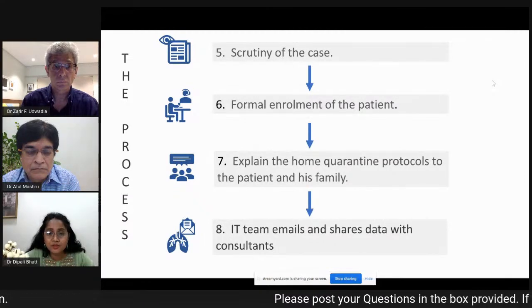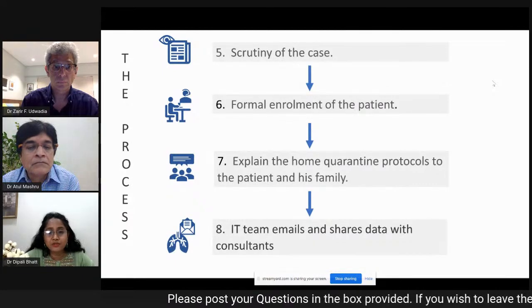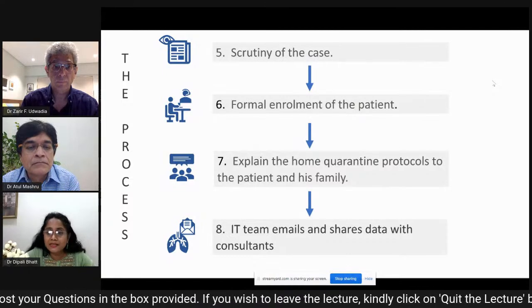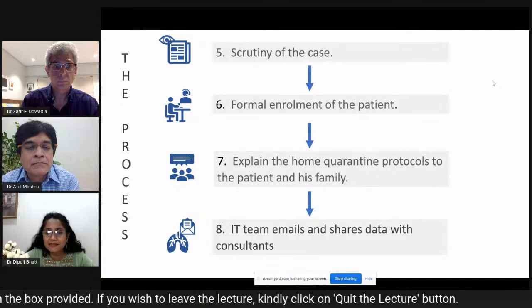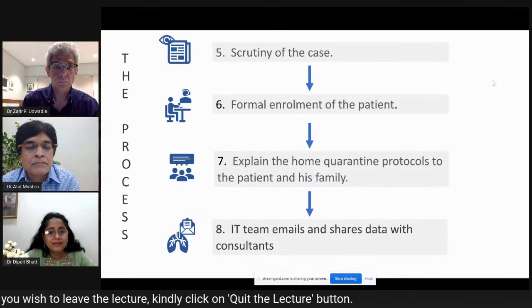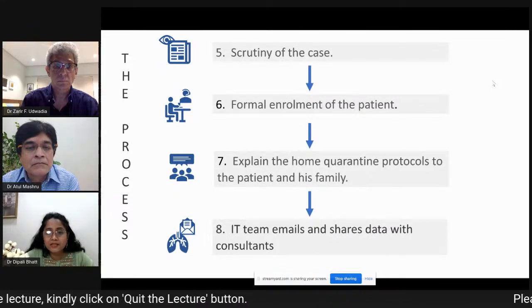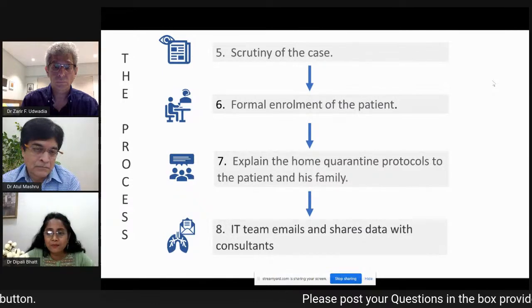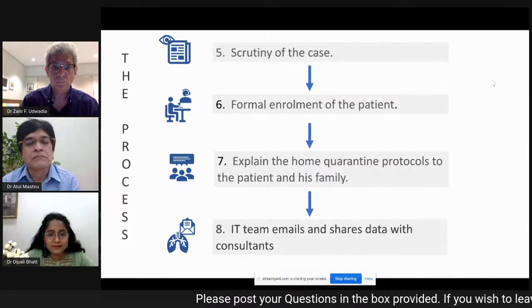In case of need of admission, we also connected with the local labs and imaging centers for their X-rays, CT scans, and lab work. Step 7. We explained the home quarantine protocols to the patient and his family twice or thrice.